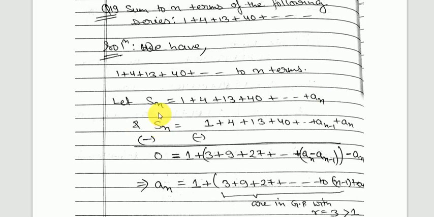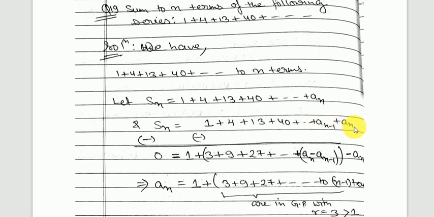Next I will write the same series, but I will leave the first space blank. So the same thing can be written as Sn equals, the first space will be left like this. So I'll start writing from the second position: 1 plus 4 plus 13 plus 40 plus dash dash dash plus an minus 1 plus an.